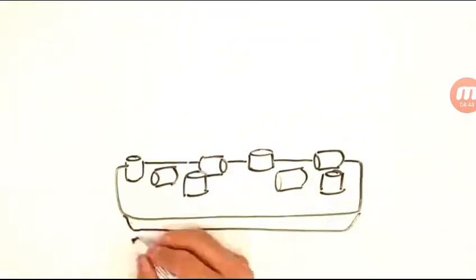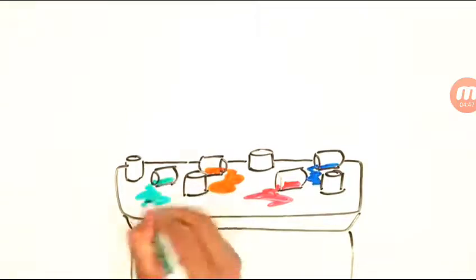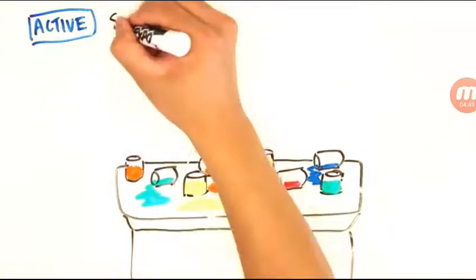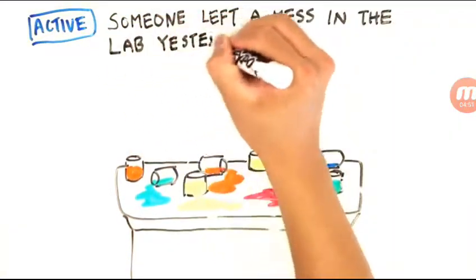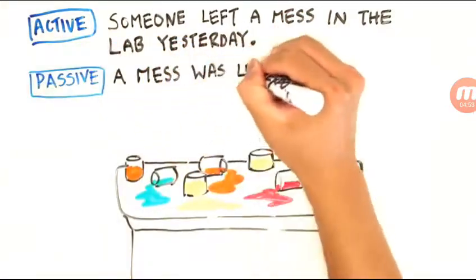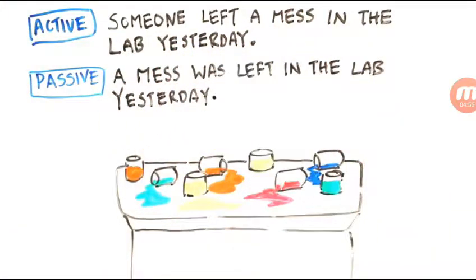Okay, for a final example, let's consider this messy scene. Here, it would probably be preferable to use the passive voice version and say, a mess was left in the lab yesterday, because the mess is really the purpose of the sentence, and therefore it's more important than listing the someone whose identity is unknown.